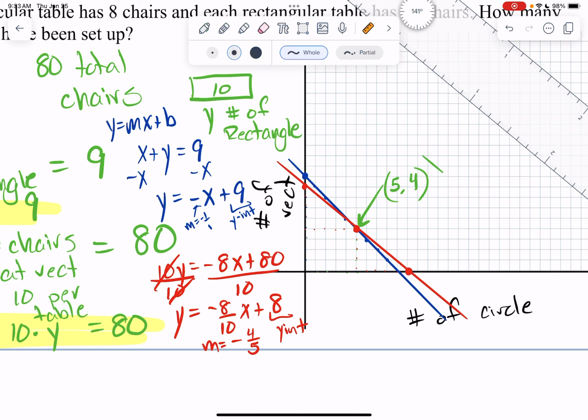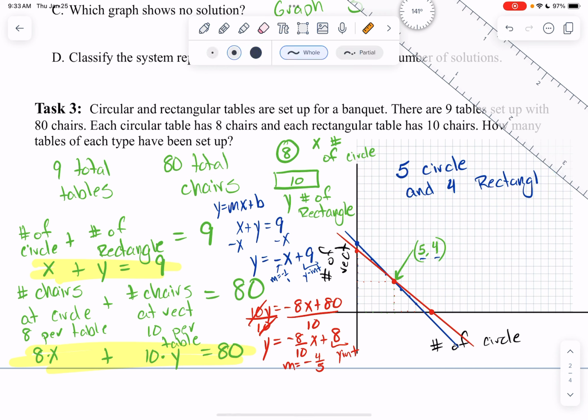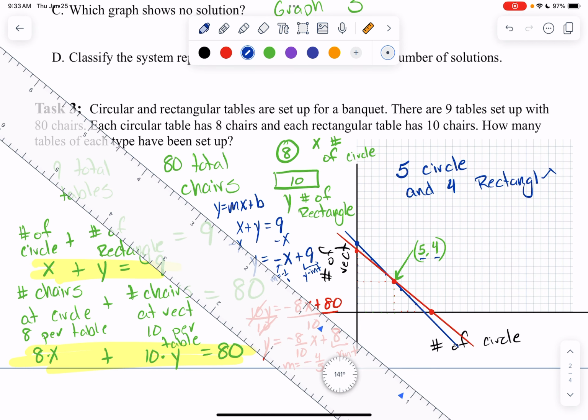Again, 5 is the number of circular tables. If I want 9 tables, and 5 and 4 is 9, I would need 5 circular. Because x is the number of circle tables, that's 5 circle tables, and then 4 rectangle. Okay, and if we put them back, oh, that did a weird thing by my ruler.